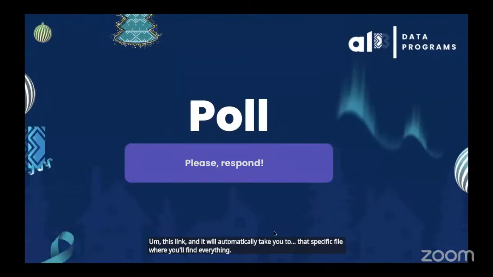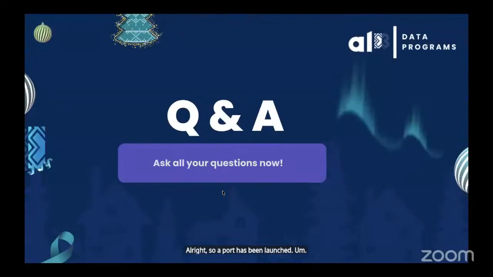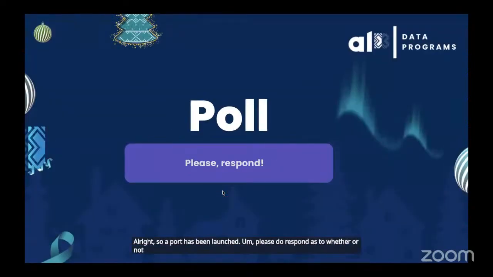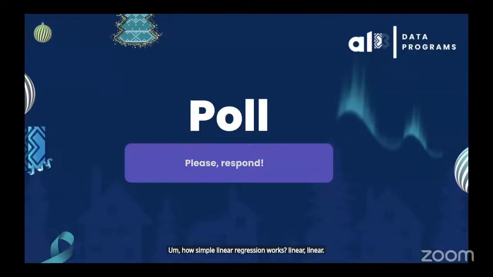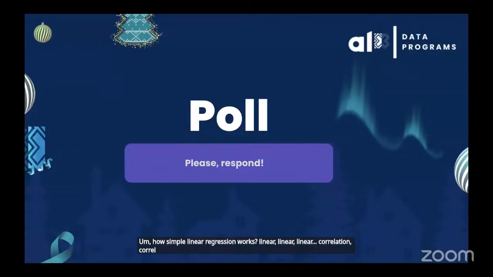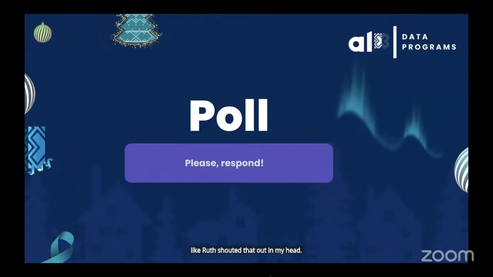All right. So a poll has been launched. Please do respond as to whether or not you understand at least how simple linear regression works. Linear, correlation, homoscedasticity. Like Ruth shouted that out, now it's in my head. And yes, the poll has been launched, so please do complete the poll.